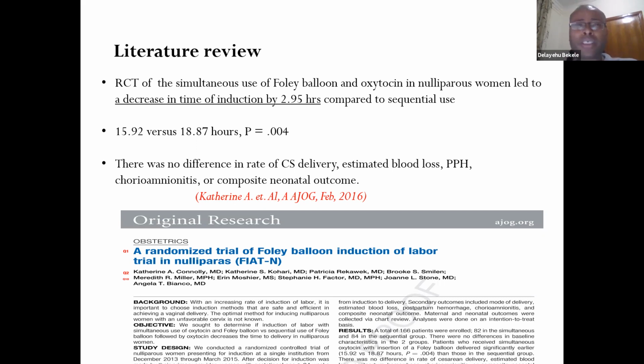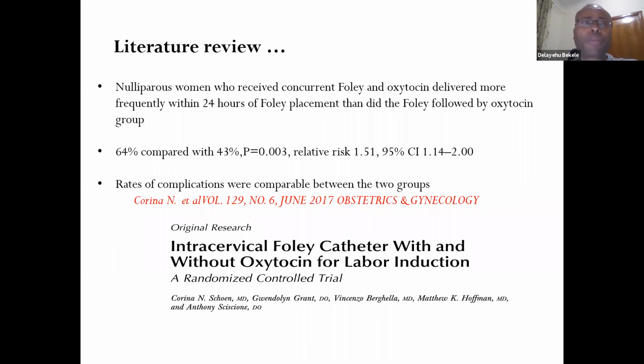In another study, also done by Corina Schoen and her colleagues, nulliparous women who received concurrent Foley and oxytocin delivered more frequently within 24 hours as compared to those who were started with oxytocin after some hours of insertion of Foley catheter. 64% of the simultaneous group delivered within 24 hours as compared to 43% in the sequential group, and there was also no difference in the cesarean section rate and maternal and perinatal outcomes between the two modalities.